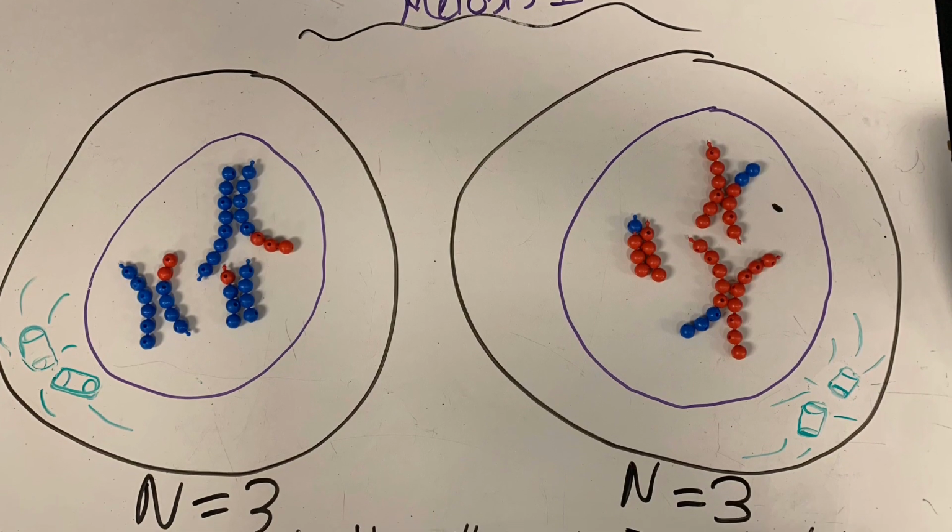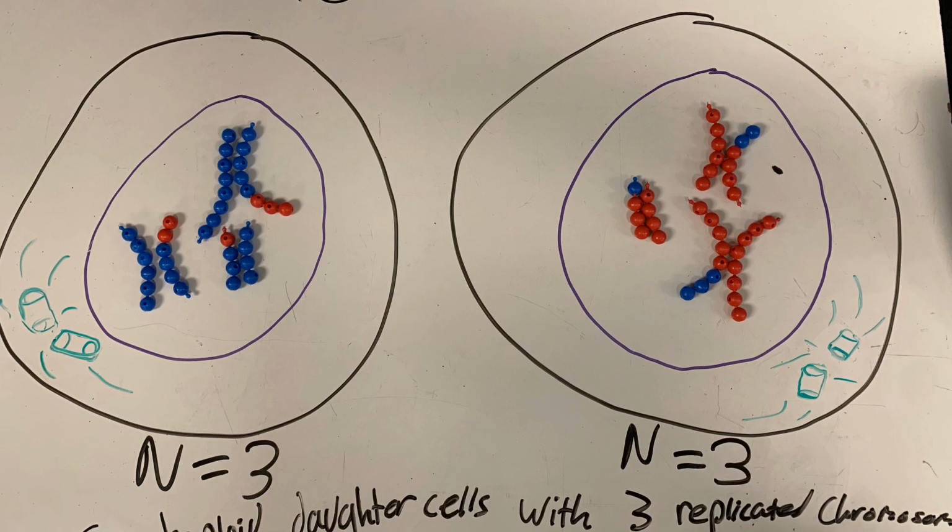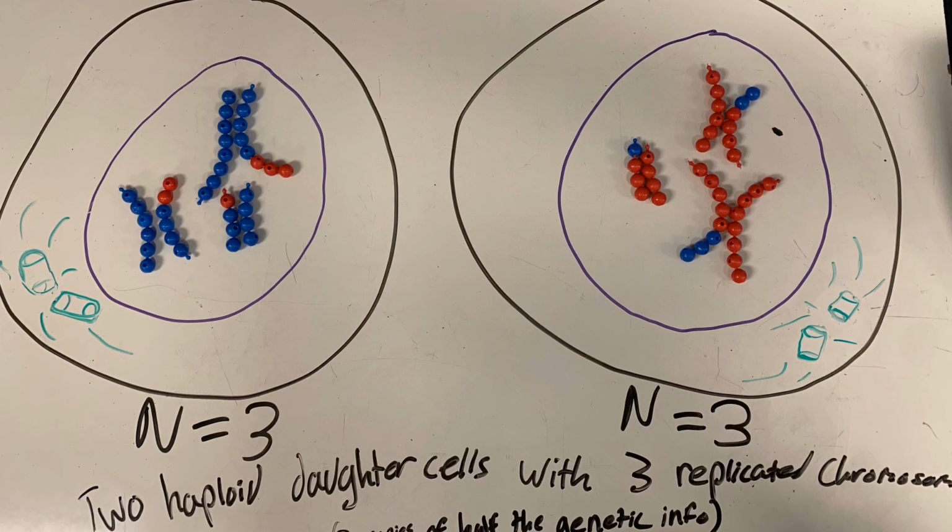As you can see, the original diploid cell is split into 2 haploid daughter cells with 3 replicated chromosomes or 3 copies of half the genetic information. Now each cell begins to undergo meiosis 2. Thought we were done? Nope!